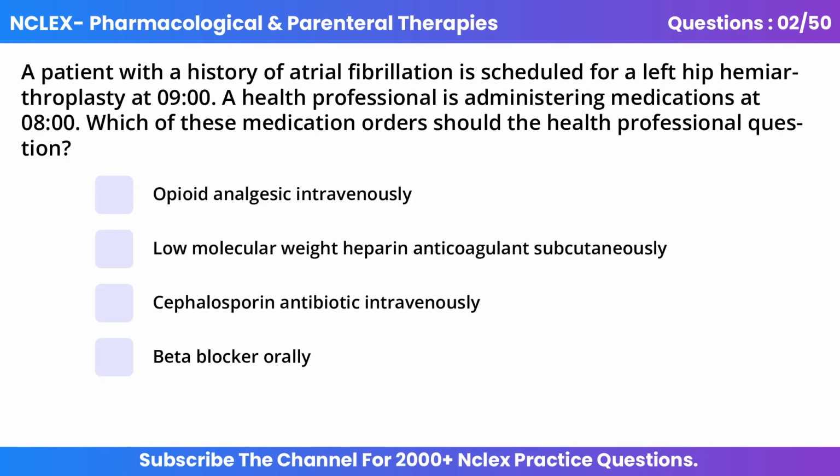Question 2. A patient with a history of atrial fibrillation is scheduled for a left hip hemiarthroplasty at 9 o'clock. A health professional is administering medications at 8 o'clock. Which of these medication orders should the health professional question? B. Low molecular weight heparin anticoagulant subcutaneously.